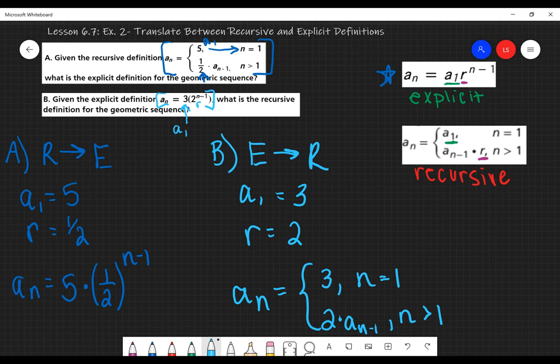So go ahead and practice translating between recursive and explicit definitions. That's page 166 in your workbook, problem number 2.